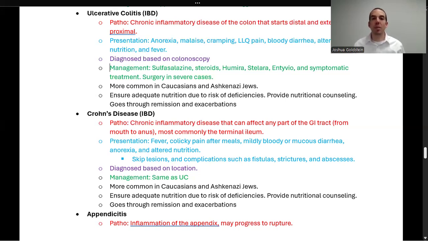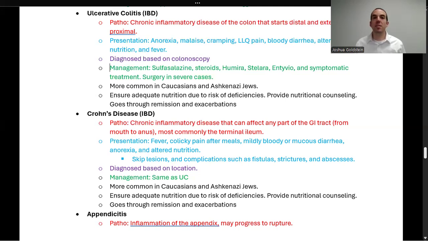Just a few notes, and these are common test questions. Ulcerative colitis and Crohn's disease are more common in Caucasians than other ethnicities, and more common within Caucasians among the population of Ashkenazi Jews.